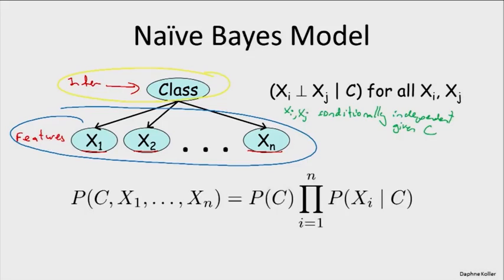So if we look at the chain rule for Bayesian networks as applied in this context, we see that we have a joint distribution, P of C, comma, x1 up to xn, which can be written using a product form as a prior over the class variable C, and a product of the conditional probabilities of each feature given the class.